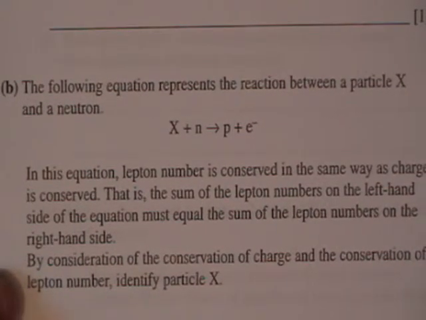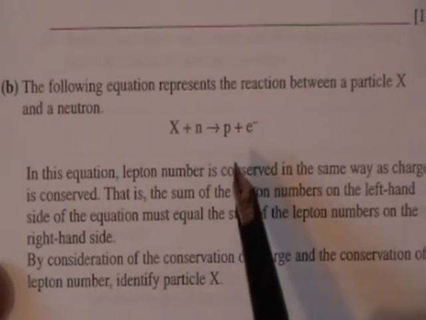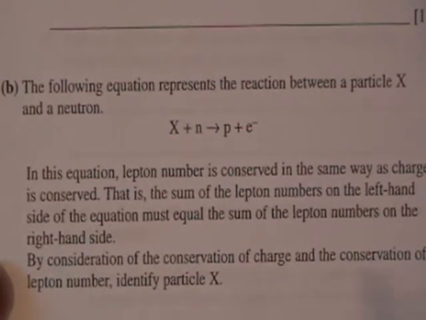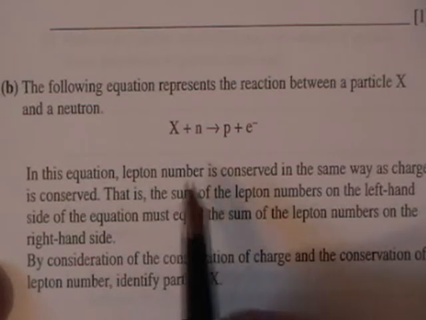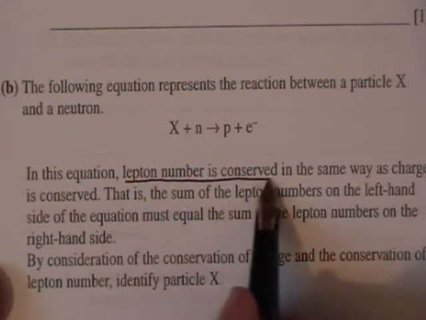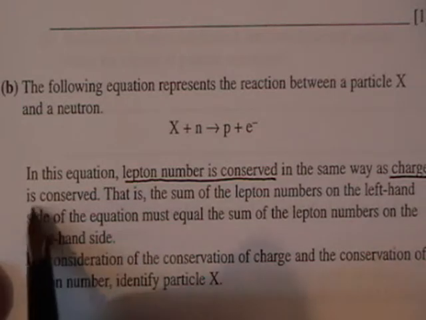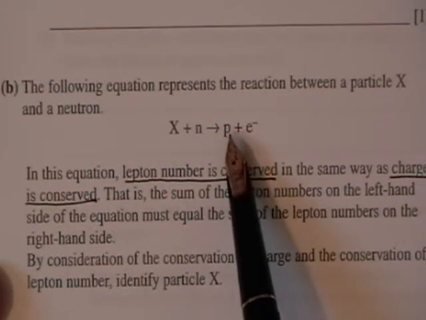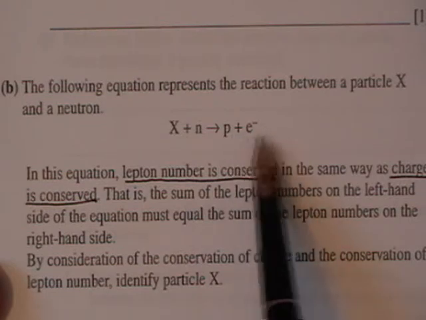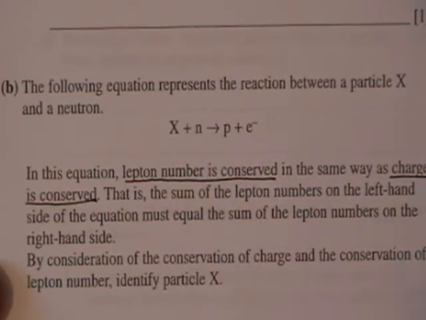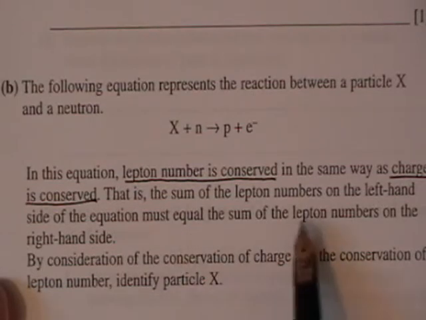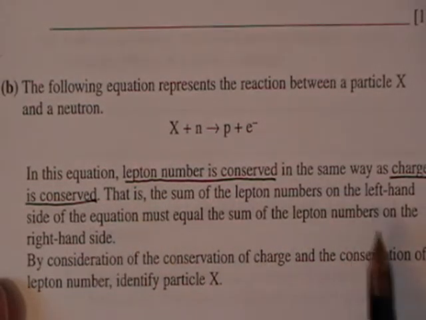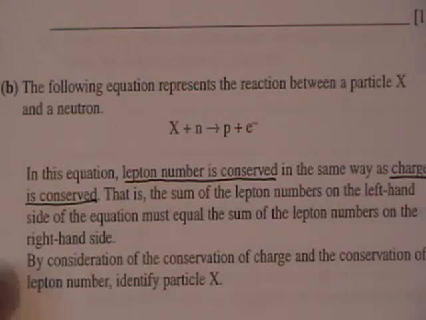Alright. The equation that we're given here is X plus n goes to p plus e minus. In this equation, lepton number is conserved, and that's always conserved in the same way as charge is conserved. The proton is positive, the electron is negative, so the right side is neutral, therefore X must be neutral. The sum of the lepton numbers on the left hand side must be equal to the sum on the right. By considering conservation of charge and conservation of lepton number, identify particle X.